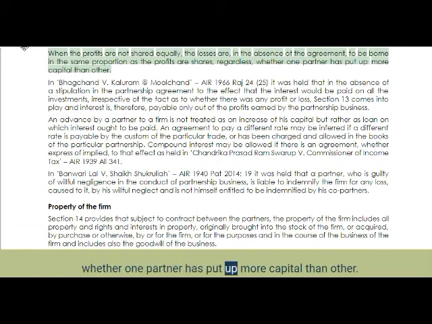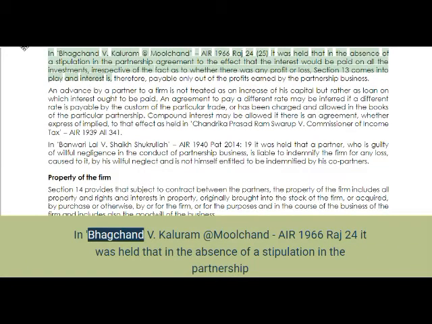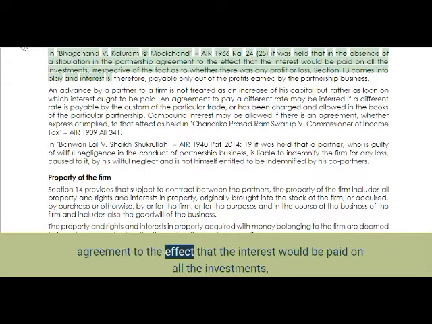In Sasthi Kenkar v. Man Gobinda, AIR 1919 Pat 419, it was held that a partner is not liable for negligence if he can show that he used such skill and intelligence as he possessed in the conduct of the business.